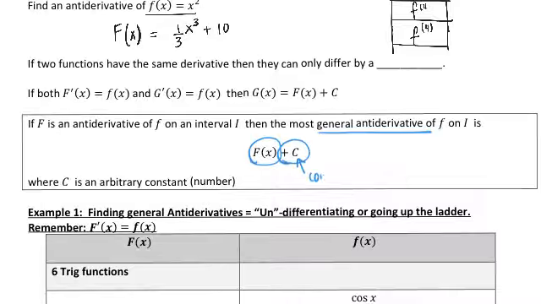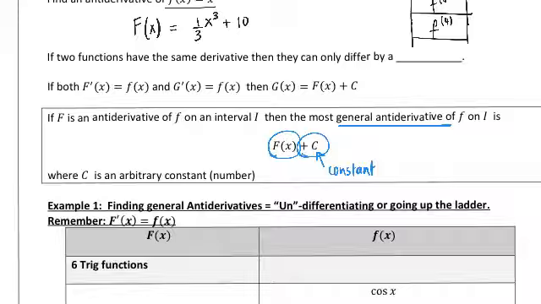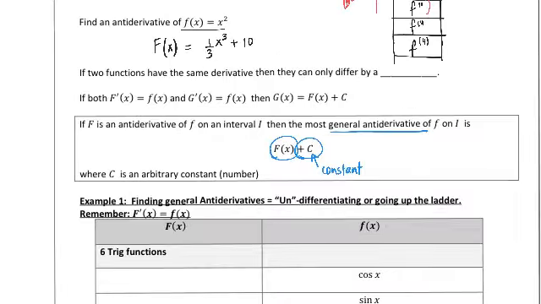The c is a constant, and it just means any number. So big F is going to be the antiderivative of little f, and the most general one is going to be big F plus c. So for this little f, which is x squared, the big F, most general antiderivative, would be 1/3 x cubed plus c, okay?